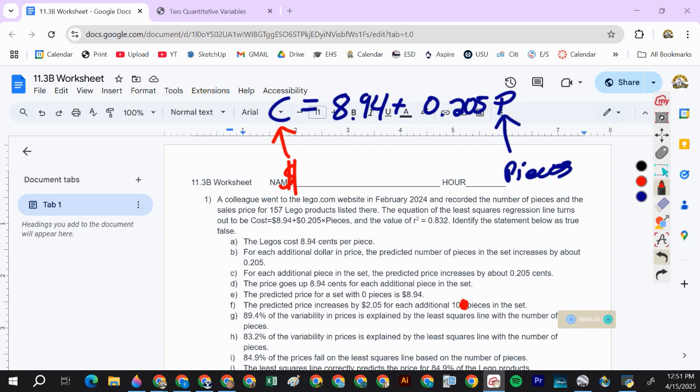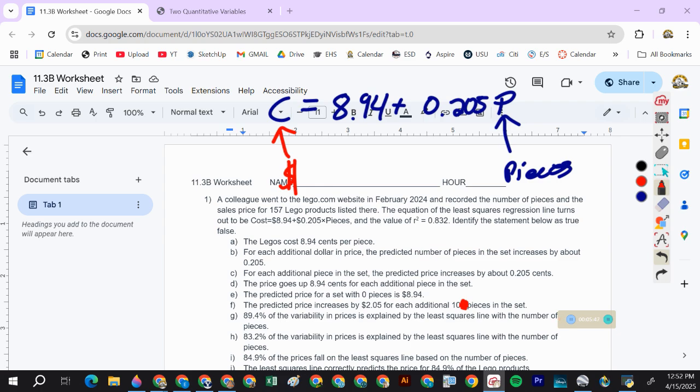If a kit has 354 pieces, it is expected to cost 81.51. How are we going to figure that out? So we type in 8.94 plus 0.205 times 354, and I get 81.51. Okay?